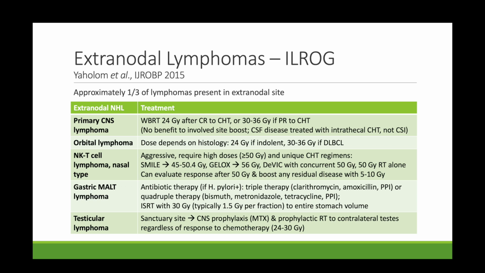These regimens are requiring on the order of 50 gray or up. Oftentimes we can evaluate the response after 50 gray and then boost any residual disease, if there is any, with an additional 5 to 10 gray. So NK T-cell lymphoma, nasal type, is very, very aggressive and requires 50 to 60 gray.